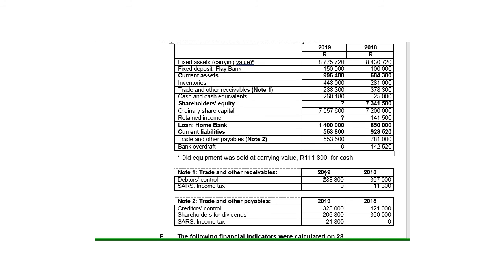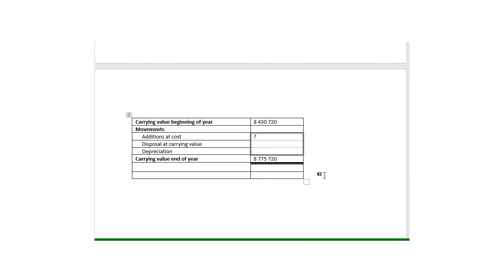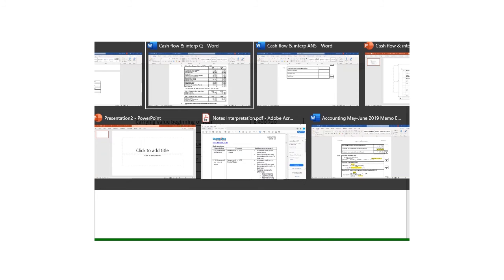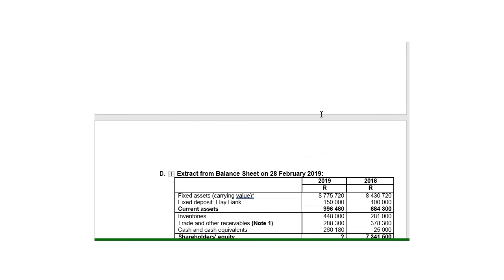But for the note, I'm looking for the carrying value, and that is the 111,800. Just be careful, if I sell assets, it will make the assets less, so I must put it in brackets. The same with depreciation. If I write off depreciation, it will make the amount less. So if I can find the depreciation, I've got enough to work back to the addition.